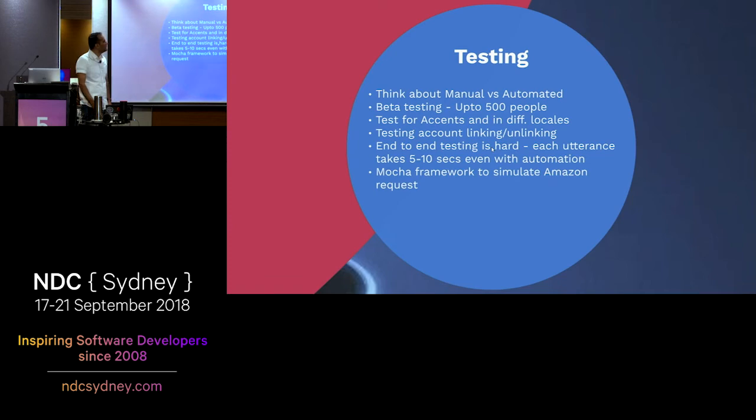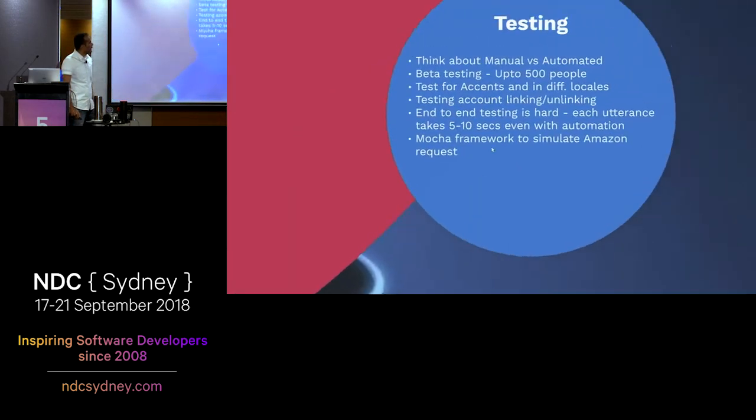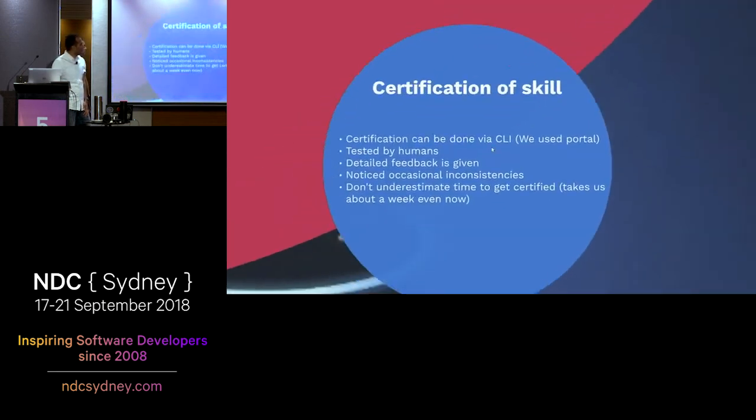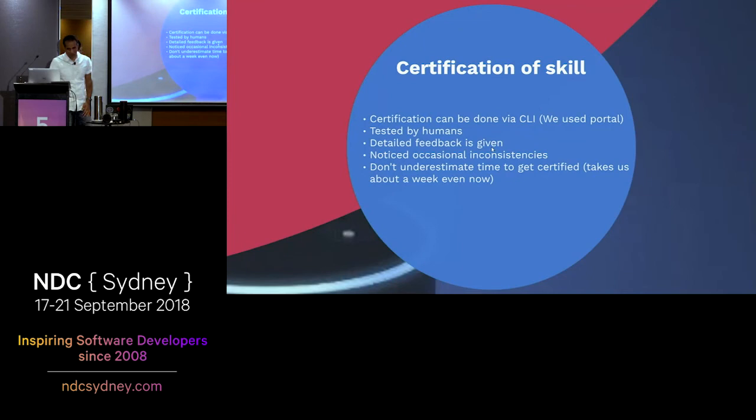Yeah, that's right. And then we do testing, linking and unlinking of accounts as well. So you've got to think about that in production. If your account linking isn't working, no one can even use the skill, right? So that's some of the stuff to think about as well.